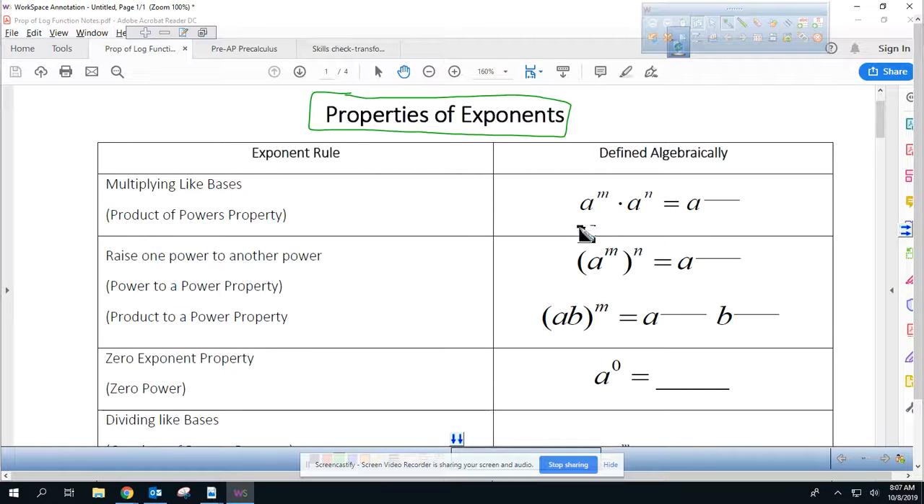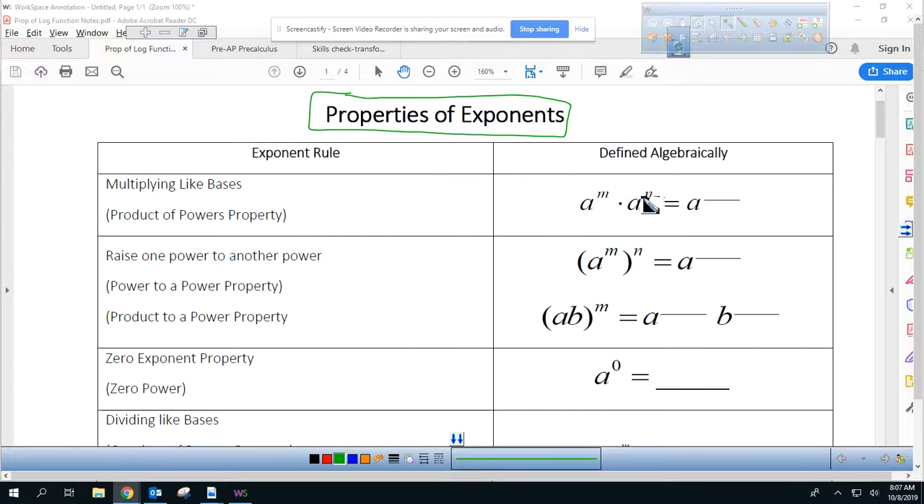Okay, so back in Algebra 2, and really before that, we learned about like bases. If we want to multiply like bases, and we have some power of m times some power of n, and they both have the same base a, we would add these exponents. So this would be an example of x cubed times x squared. Your answer would be x to the 5th power. You're adding 3 and 2.